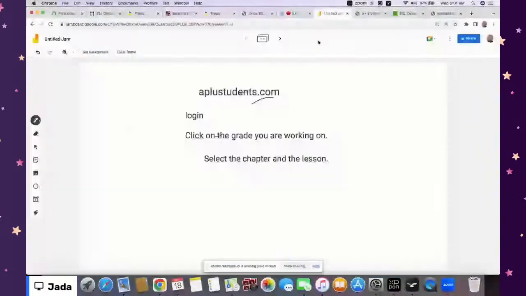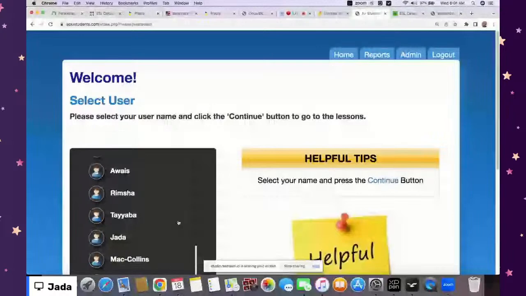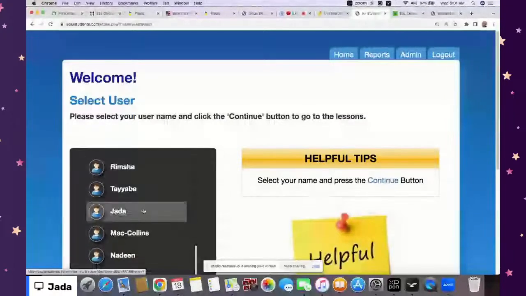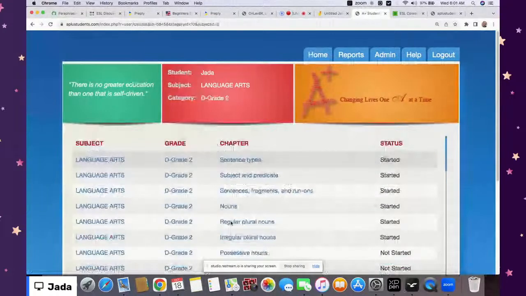Okay, so first off, you log in using aplusstudent.com. Then you click on your name, so you can always find your names here. Then we go to the grade we're working on, which is grade 2. And then we check on the chapter, which is the irregular past tense.